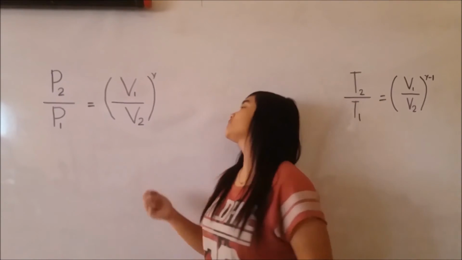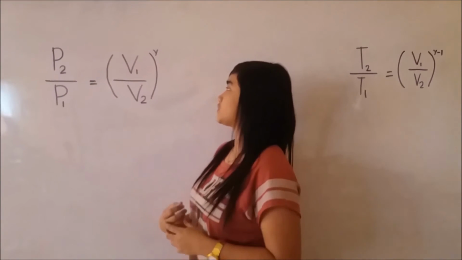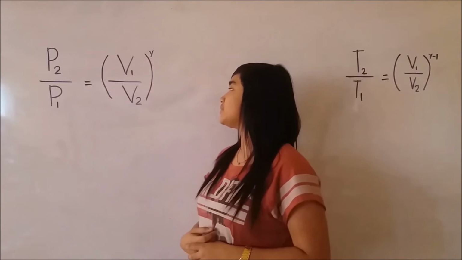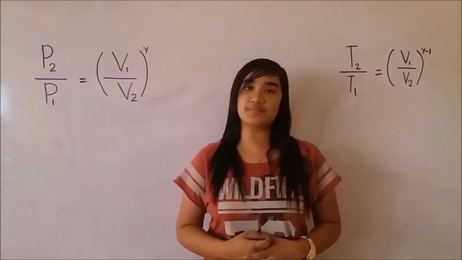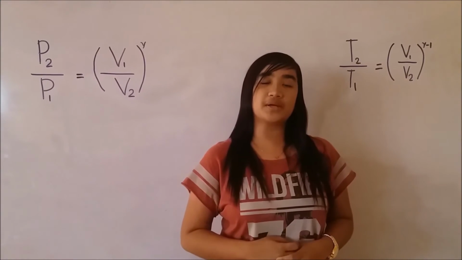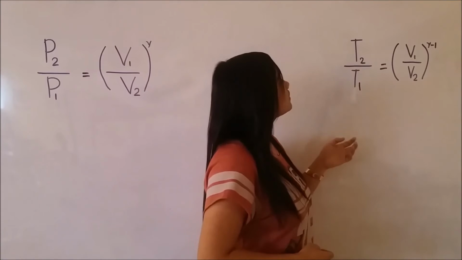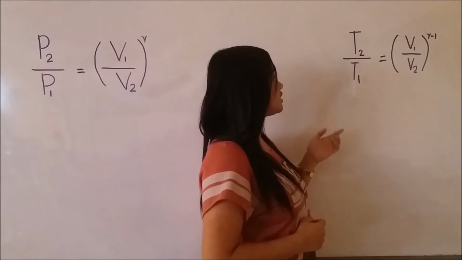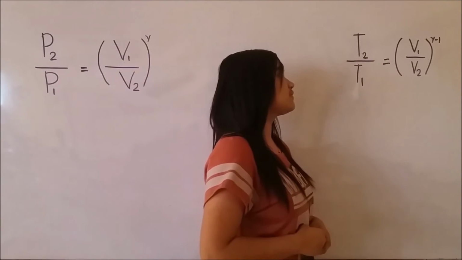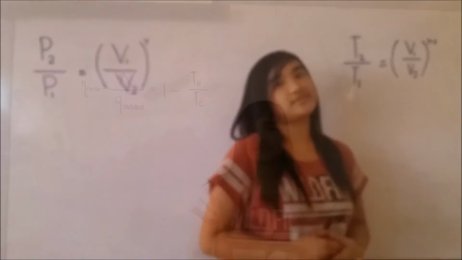So for our first equation, we have the final pressure over the initial pressure is equal to the initial volume over the final volume raised to gamma, wherein gamma is the ratio between the Cp and the Cv value of a particular substance, and in our case, it is air. And for our second equation, we have the final temperature over the initial temperature is equal to the initial volume over the final volume raised to gamma minus 1.